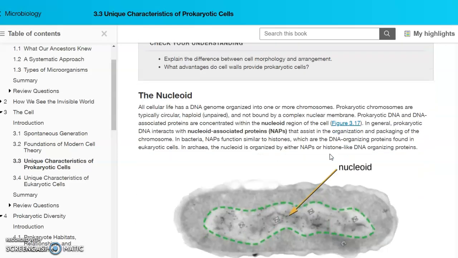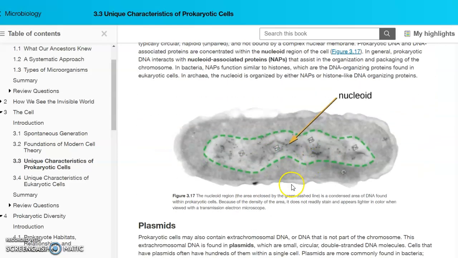Now I've talked about the nucleoid region. Here is a scanning electron micrograph where you can see they've outlined this nucleoid region. Keep in mind it does not have a separate membrane around it, but the DNA, the chromosome, is all there together in that central region.